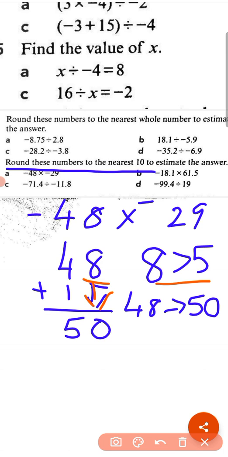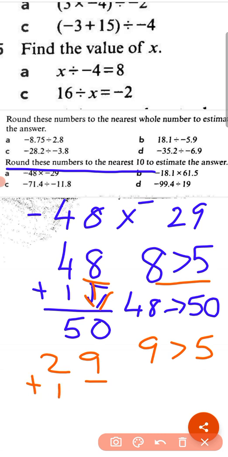48 becomes 50. Now the next number is 29. Check the digit in the ones place, that is 9. 9 is greater than 5. So what will we do, children? Add 1 to the digit in the tens place. 2 plus 1 is 3 and this 9 becomes 0. Okay. So 29 becomes 30.